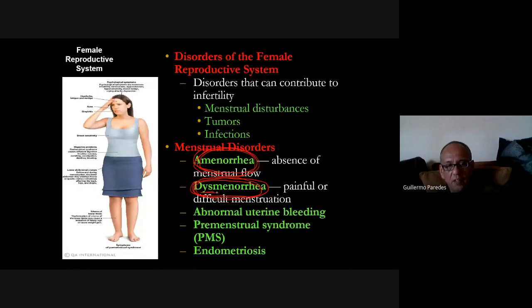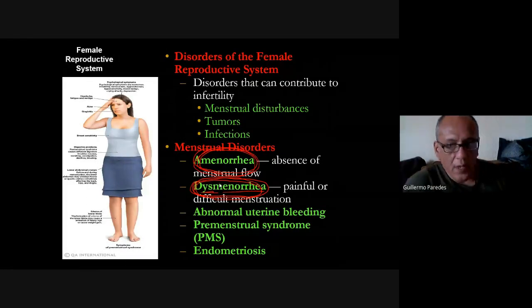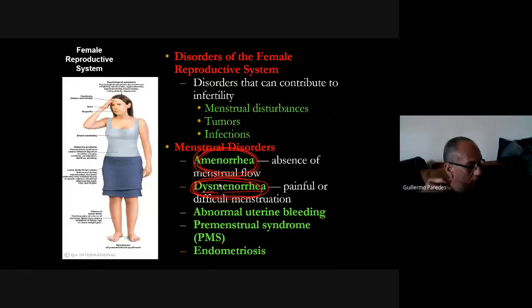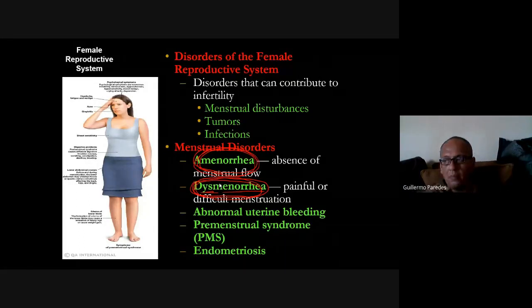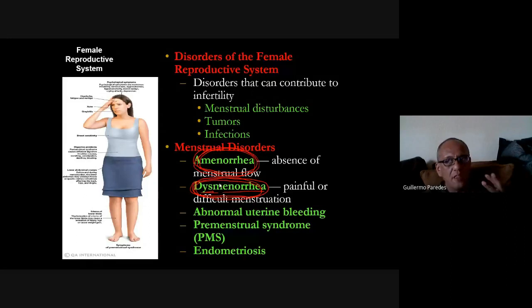Dysmenorrhea. Dysmenorrhea means painful and difficult menstruation. Do you know those girls who say, oh my God, I'm going to have my menstrual cycle? Basically, they are putting the patient on bed. They cannot even walk. They're not hungry anymore. Three days, four days with a lot of pain.